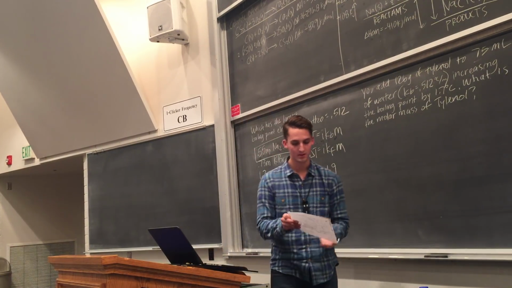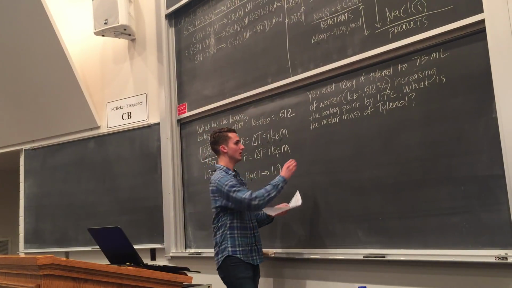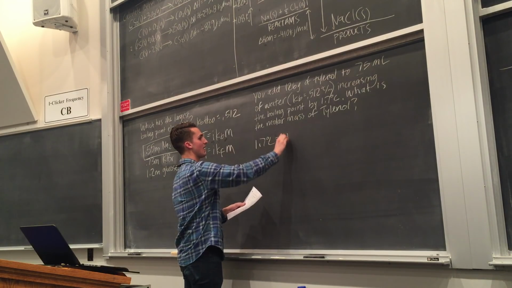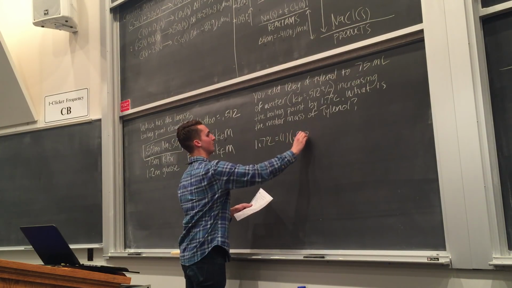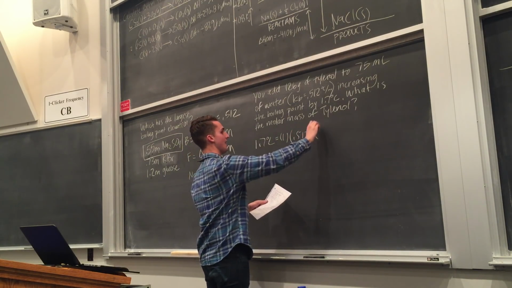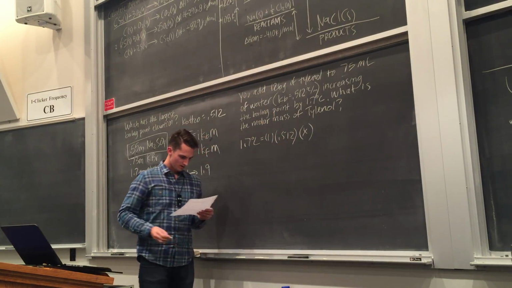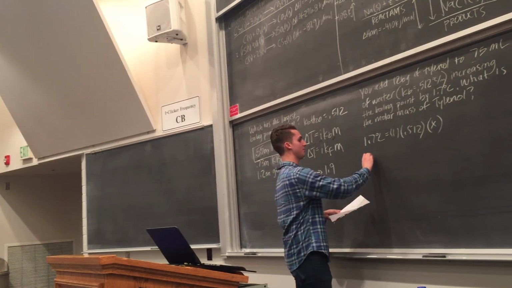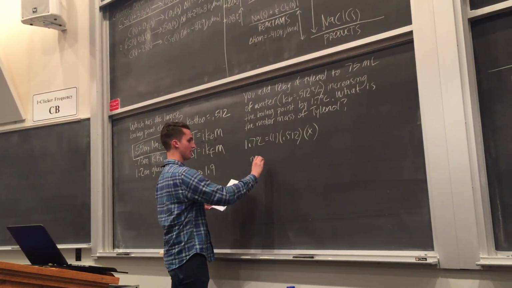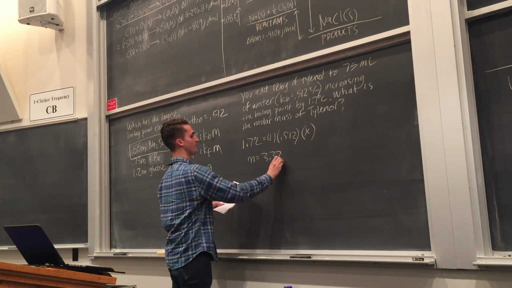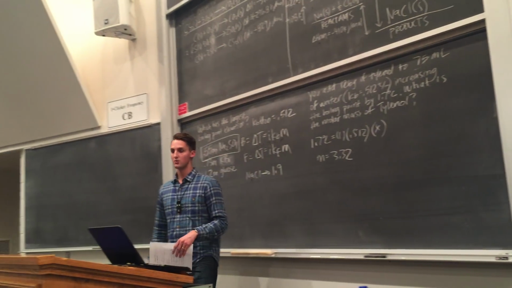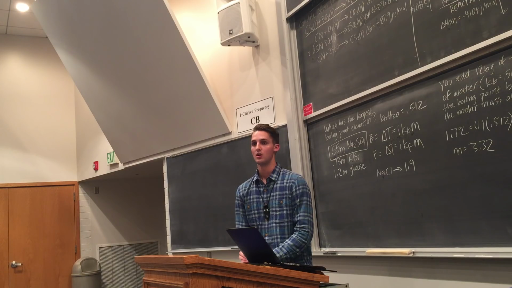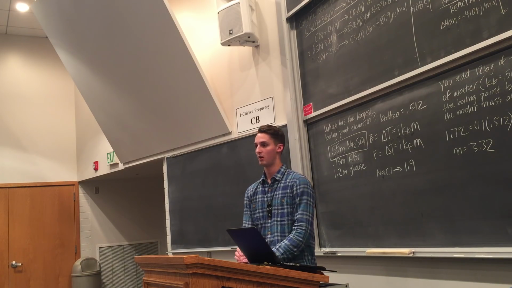So you set it up in the equation. 1.7 degrees Celsius is going to equal 1, our i value, times 0.512 times x. And your molality that you solve for should be 3.32. Now, remember where we're trying to get here. We're trying to get to grams per mole.